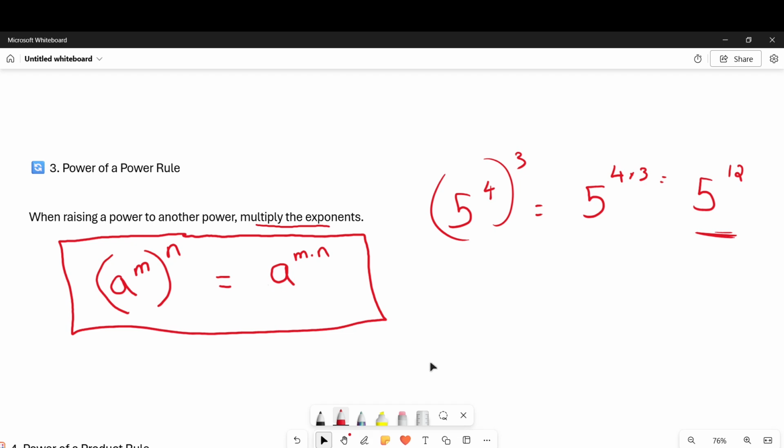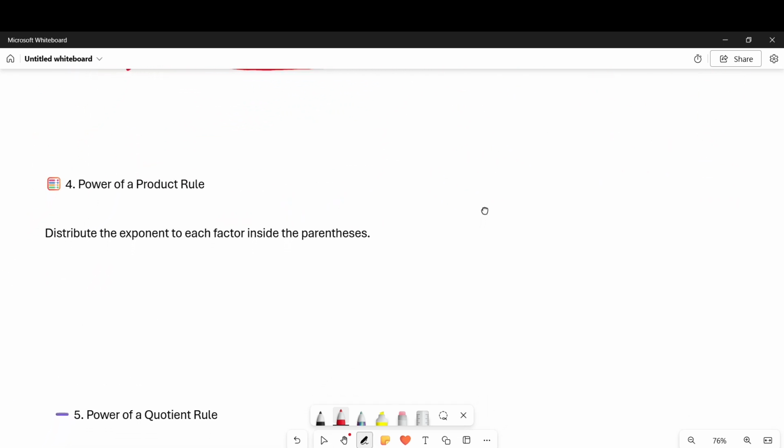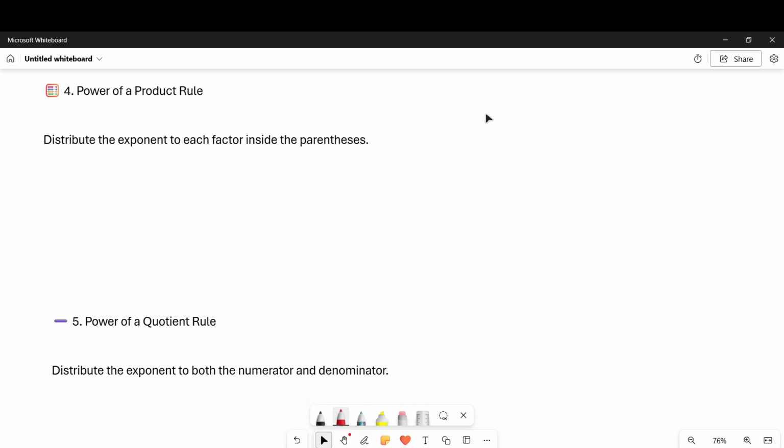Moving forward, we go for the power of a product rule. This is something we need to give more attention. Distribute the exponent to each factor inside the parentheses. So what's the power of a product rule? Just take a product first, a to the power m times a to the power n. This is very easy. So distribute the exponent to each factor.